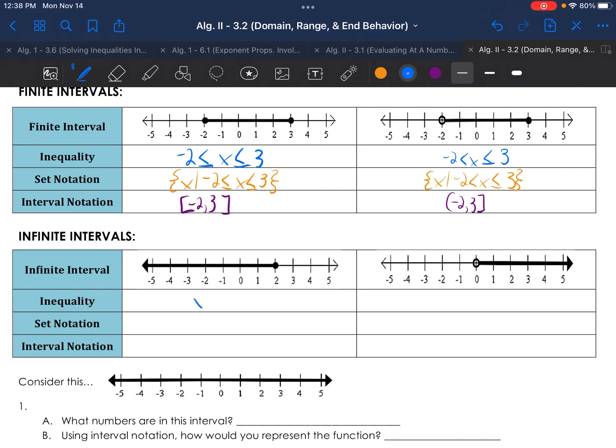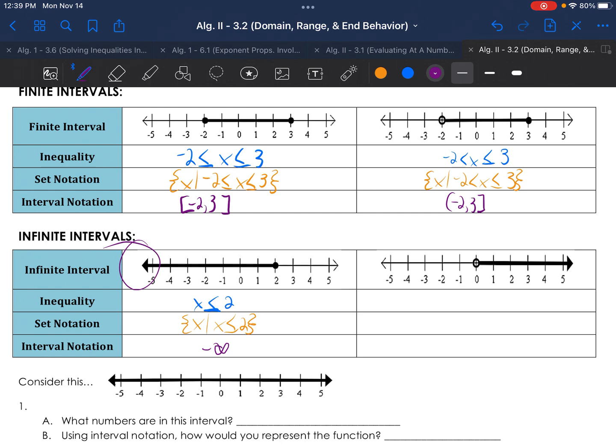All right, infinite intervals. The inequality for this one, we'll always put the variables first on these. So x is less than or equal to 2. So the set notation would be x such that x is less than or equal to 2, with braces around it.